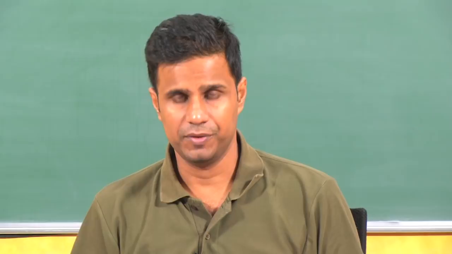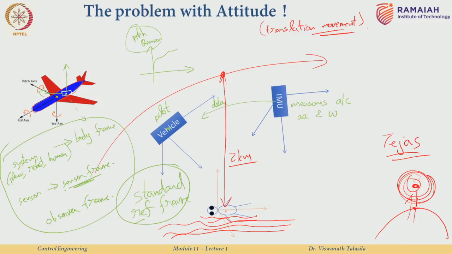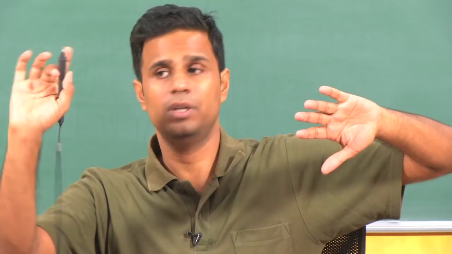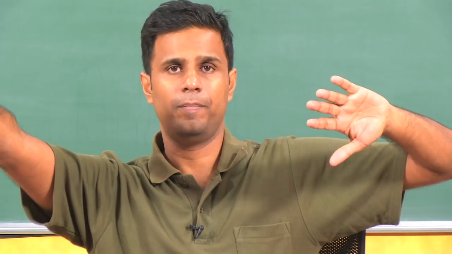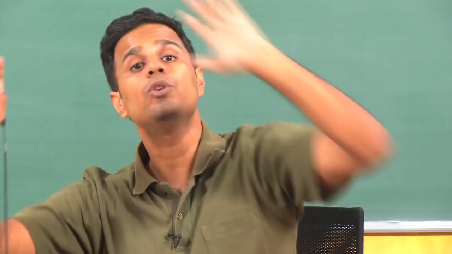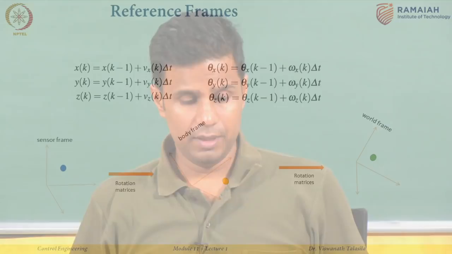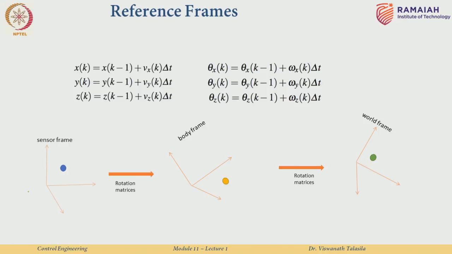However, measurements are done in the sensor frame. The body is moving in its own frame. The observer has his own frame. So whatever measurements are done in the sensor frame, we need to transform into the standard reference frame. Whatever the body is experiencing, transform that into the standard reference frame. Then you know exactly what is happening to the motion of the object. All right. So this is the problem which I have been talking about for the last two to three minutes.